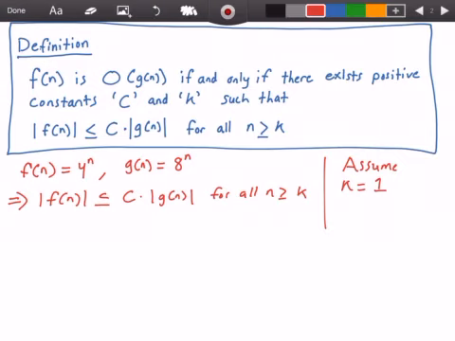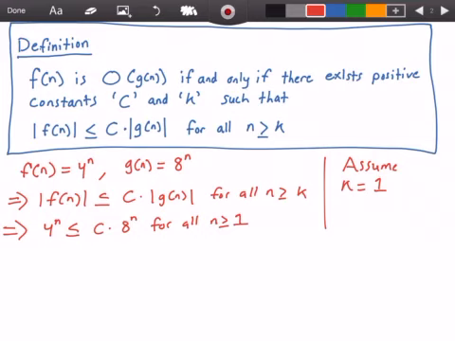So if k equals 1, then we can now rewrite our equation by substituting in for f of n 4 to the power of n, for g of n 8 to the power of n, and for k 1. So let's rewrite our equation now. So we get 4 to the power of n is less than or equal to some constant times 8 to the power of n for all values of n greater than or equal to 1.